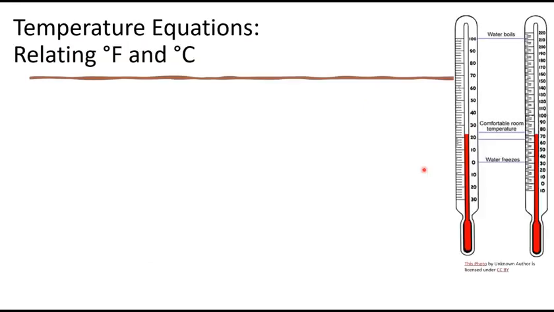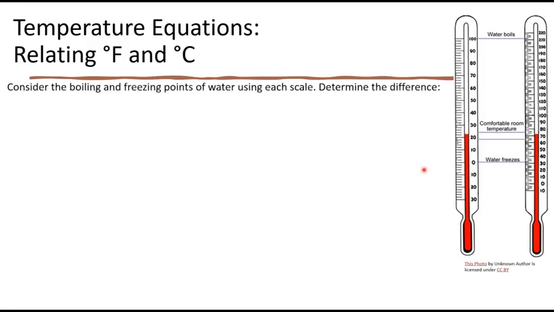Temperature equations. Let's relate degrees Fahrenheit and degrees Celsius. We're going to consider the boiling point and freezing points of water using each scale and determine the difference in each scale. If we take the boiling point, 212 degrees Fahrenheit, minus the freezing point, 32 degrees Fahrenheit, we will get a range of 180 degrees Fahrenheit from the boiling point to the freezing point of water in degrees Fahrenheit. If we do the same calculation, but now in degrees Celsius, notice that 100 degrees Celsius minus 0 degrees Celsius is 100 degrees Celsius. That's the range of the freezing point and boiling point in degrees Celsius for water.